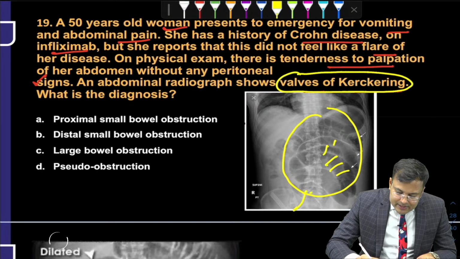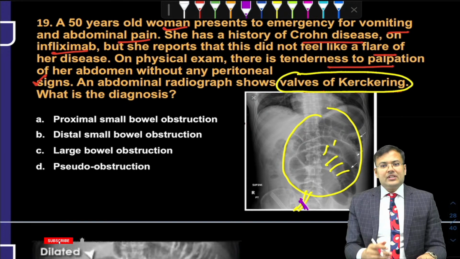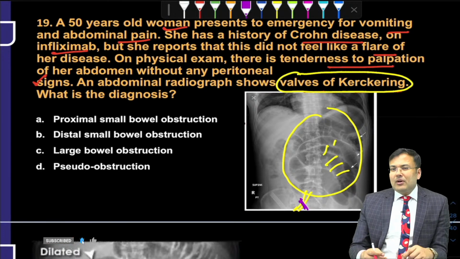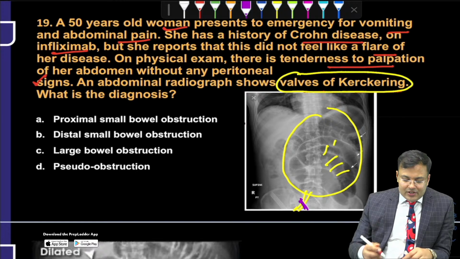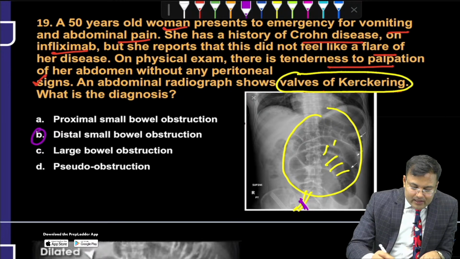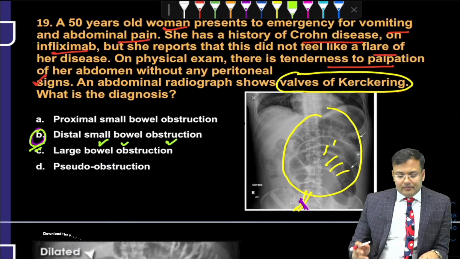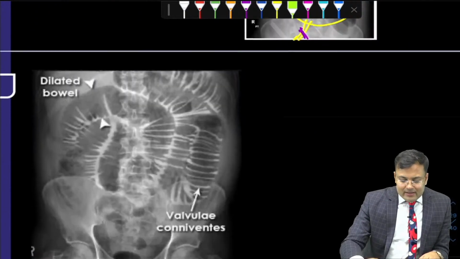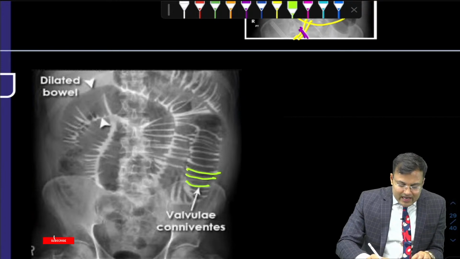If jejunum is visible, the obstruction is somewhere in the ileum. And if obstruction is somewhere in the ileum, it is proximal obstruction or distal obstruction? Obviously, it is distal obstruction. So this is distal. What is the answer? Distal small bowel obstruction. Now, what is the characteristic feature of jejunum? Here you can see there is circumferential ring-like pattern.